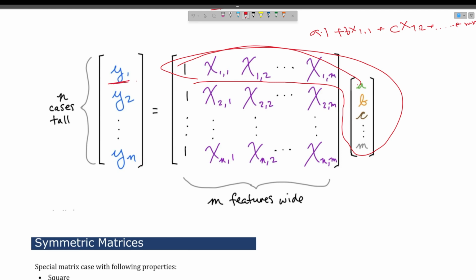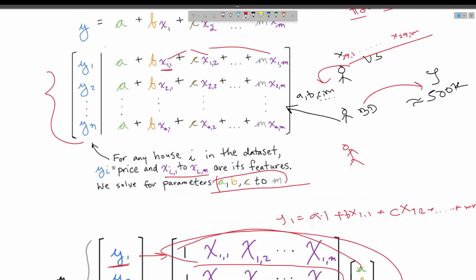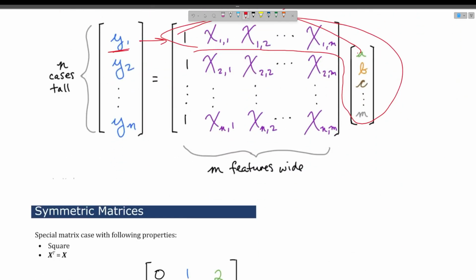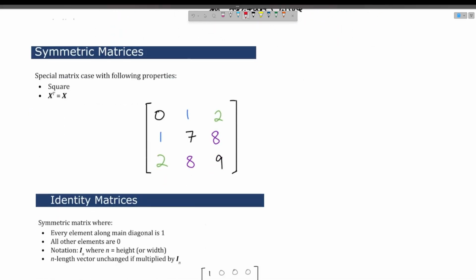You can see each corresponds to a particular value. So it should be y1 equal to this. And if you look at the earlier equation, isn't this the same thing? y1 equals a plus b x1,1 and so on. Isn't this the same thing? So this is how we can represent it in matrix multiplication format. This should be the format, and this is how we should use it mathematically and in coding. Okay, now another important thing which we need to know is symmetric matrices.